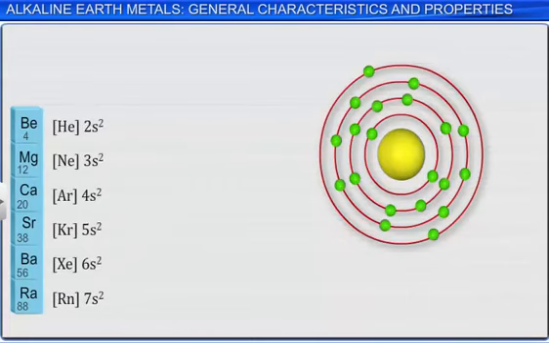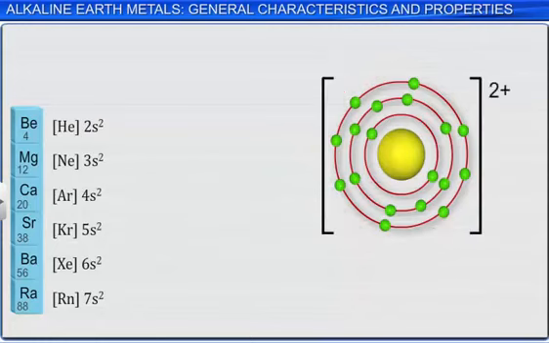Because of their 2 valence electrons, all the group 2 metals form cations with +2 charges. By losing the 2 outermost electrons, they form cations that are isoelectronic with the nearest noble gas. Let's go on and review the periodic trends as they relate to the alkaline earth metals.